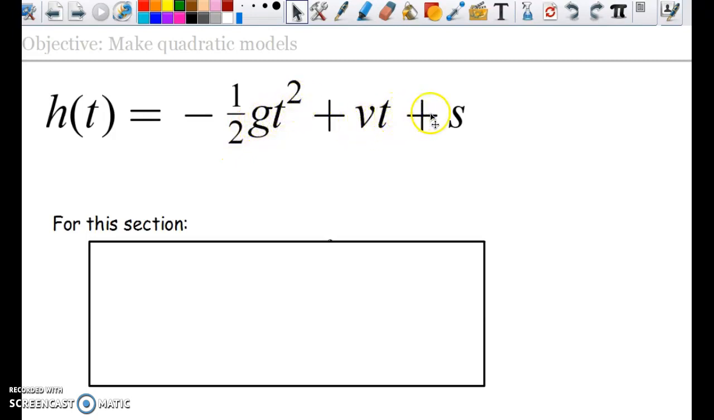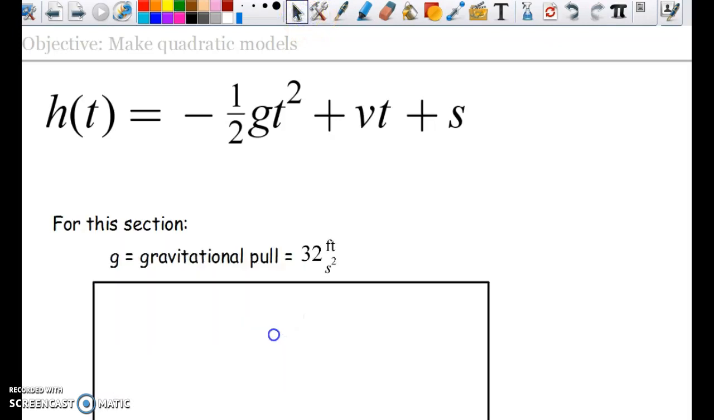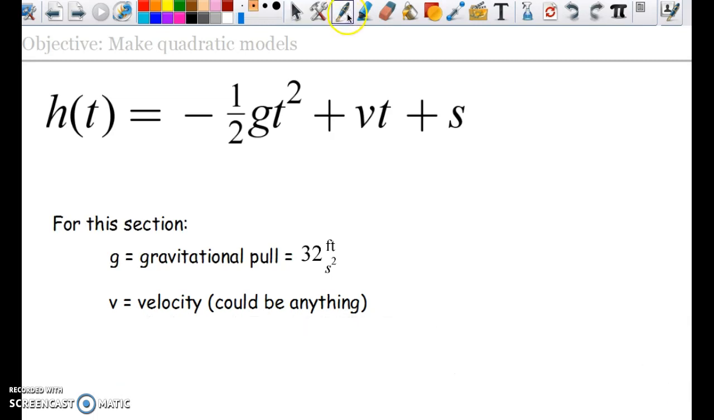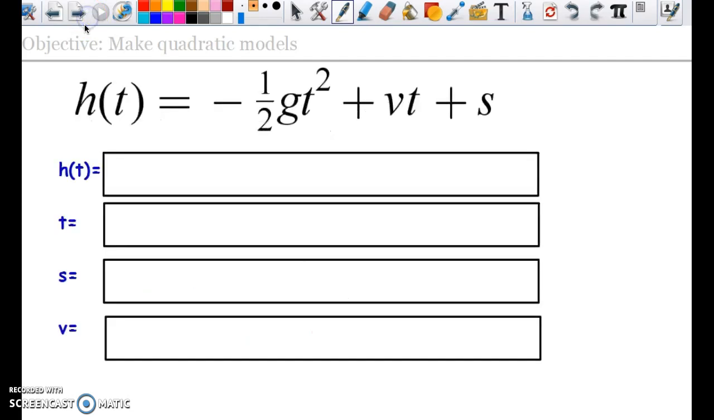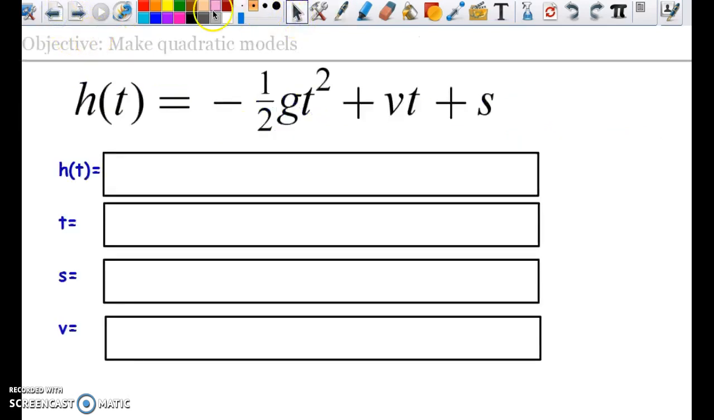times t plus s. Now for this section, we're going to be assuming that the gravitational pull g is going to be 32 feet per second squared, and that velocity could be anything. Now in the dropping lesson, what was velocity? Velocity that I added to the object was always 0 feet per second when I am dropping the object. For example, in the first story problem in your note packet today, we're going to be dropping the mic, but we'll get to that in just a minute.